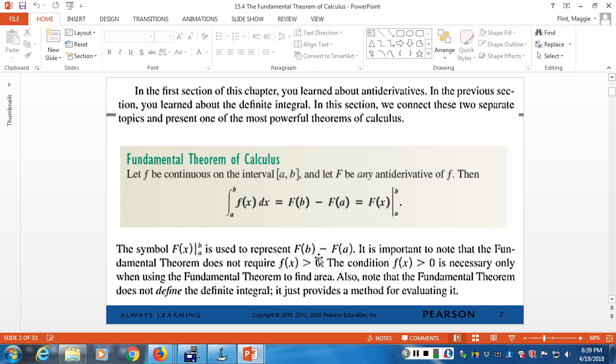The only thing I'm going to point out to you is that this symbol, capital F of X, with a line after it, B and A, basically is used to represent the difference in the antiderivative evaluated at B minus the antiderivative evaluated at A. Basically, you take your antiderivative, you plug in the upper value, then you plug in the lower value. You subtract the two, and you're done. And all of that's arithmetic, and you can do all of it on your calculator.